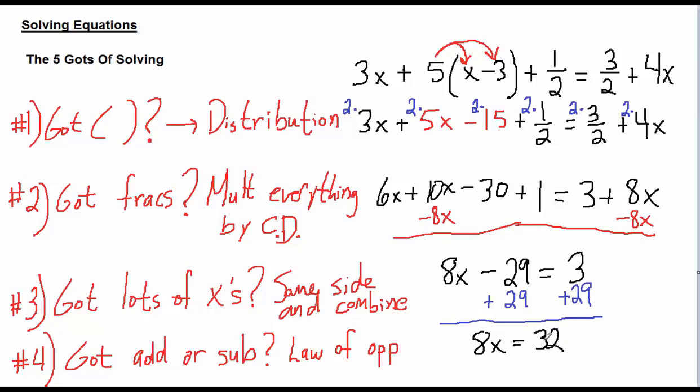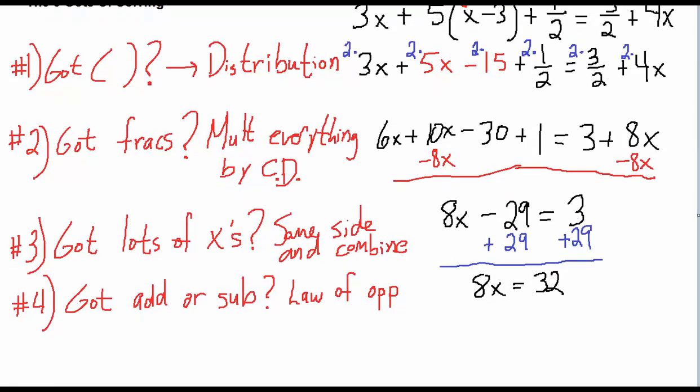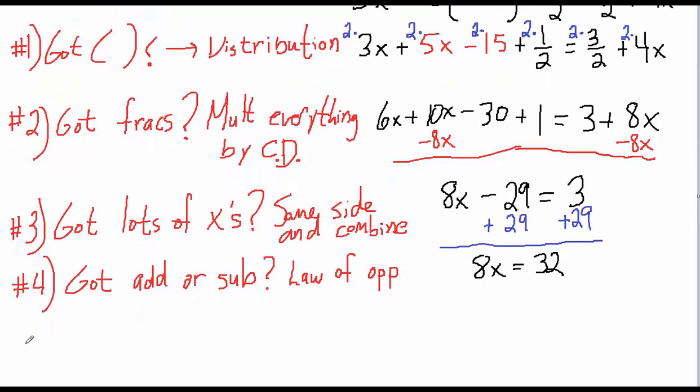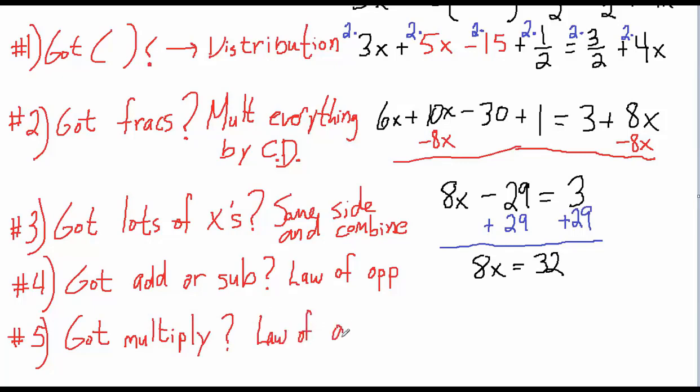And now I'm just down to a one-step problem. I'm just down to this part here, which I'm going to call step number 5. The last step will always be got multiplication. Got multiply? If you've ever got multiply in your last step, well, we know how to do it. We're going to use the law of opposites again. So in this case, we're going to undo times by 8. To undo times by 8, we'll divide by 8. Divide by 8, divide by 8. And so my final answer comes out to be x equals 32 divided by 8 is 4.